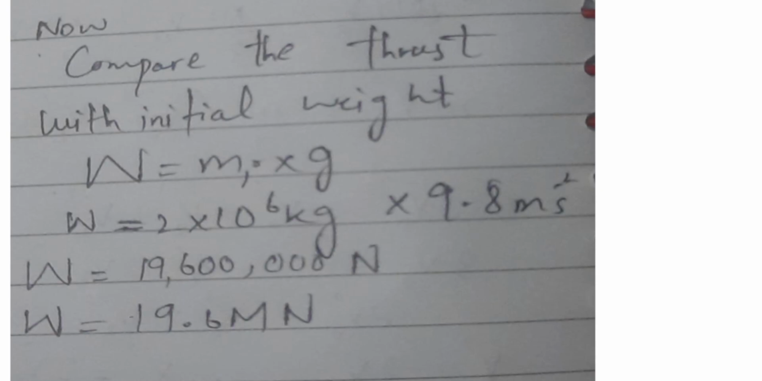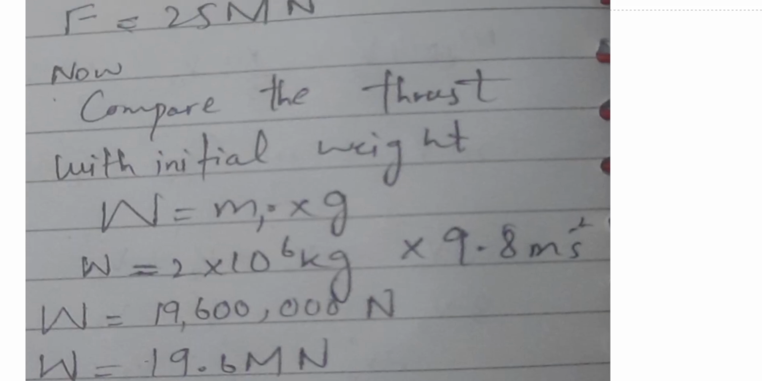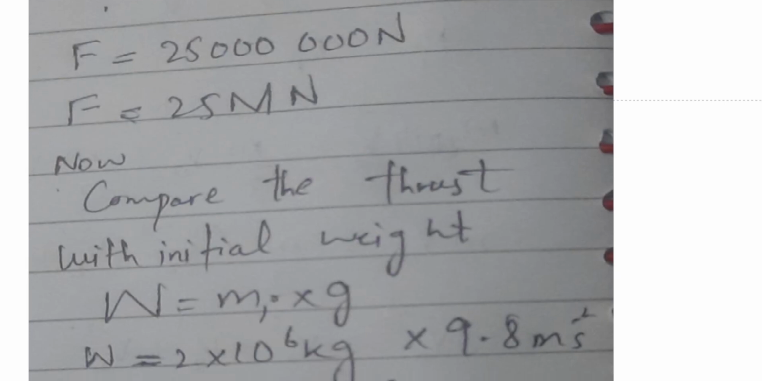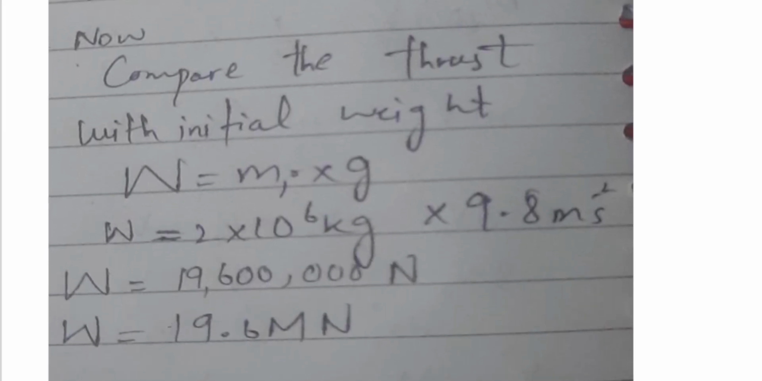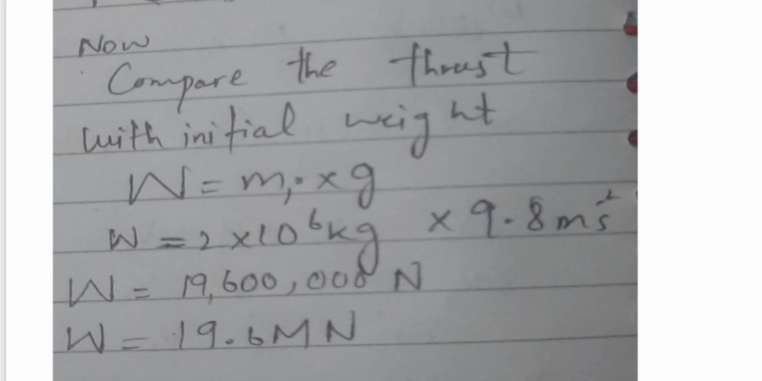Further, you can see what we will get: the force, which is 25 mega newtons. Now, third, we have to compare the thrust with the initial weight. The formula for weight is mass multiplied by gravity. Now you have to put in the values. After putting in the values you will get the weight, which is 19.6 mega newtons.